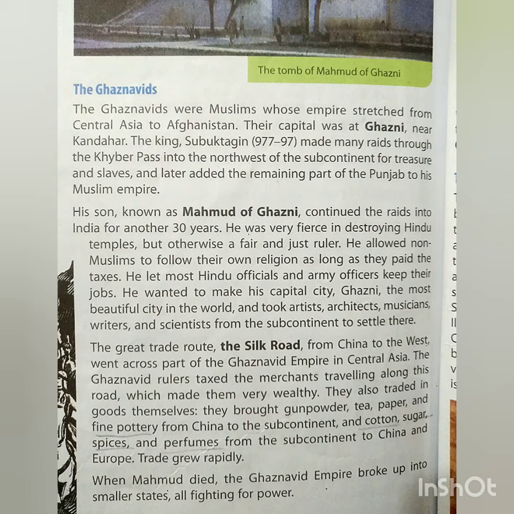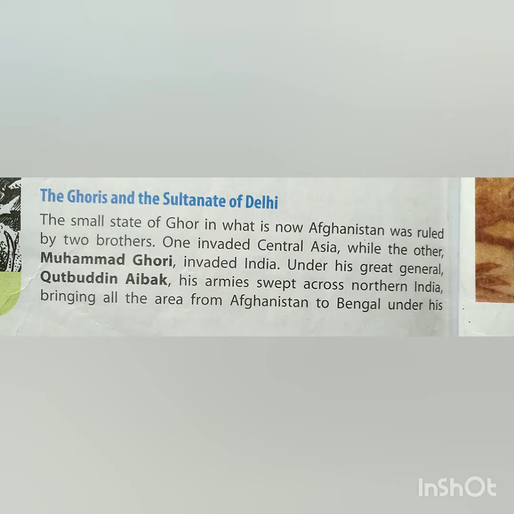But after the death of Mahmud Ghazni, the Ghaznavid Empire broke up into smaller states and all started to fight for the power. Talking about the Ghoris and the Sultanate of Delhi. There was a small state of Ghor which was ruled by two brothers. One of them invaded Central Asia while the other invaded India. The one who invaded India, his name was Muhammad Ghori.